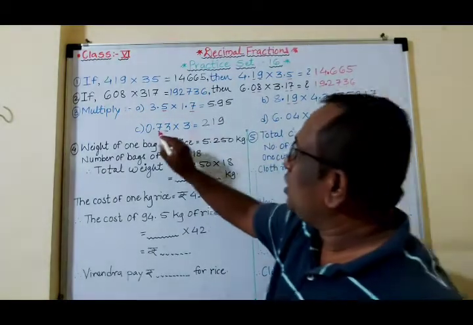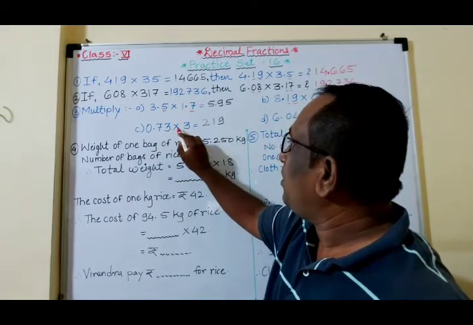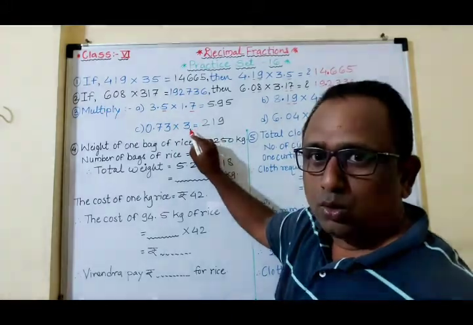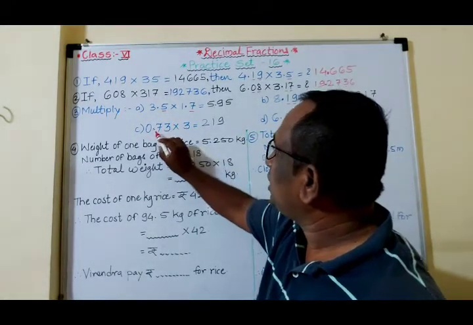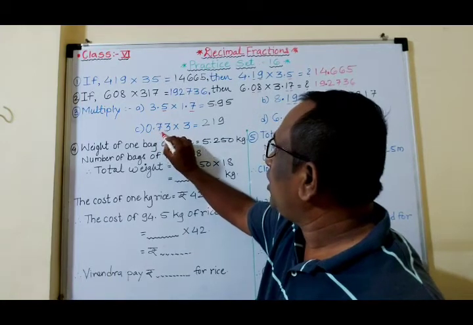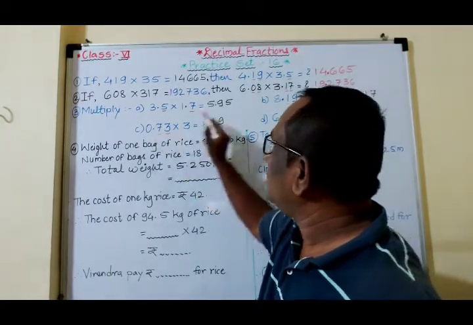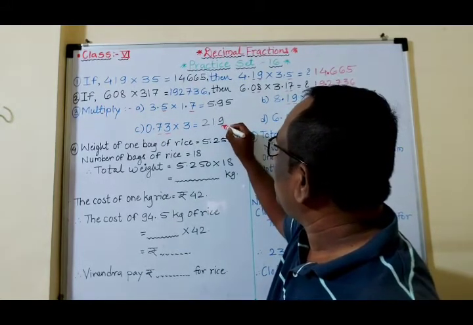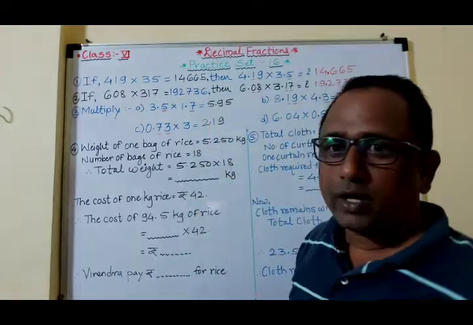Now here 0.73 multiplied by 3, so 73 multiplied by 3 you have to do, okay, and the answer we know, that is 219. So here see, after decimal point 2 digits, and here no decimal point. So whatever the answer, we have to give the decimal point after, means from unit place leave 1 place, 2 places, and give the decimal point, okay.